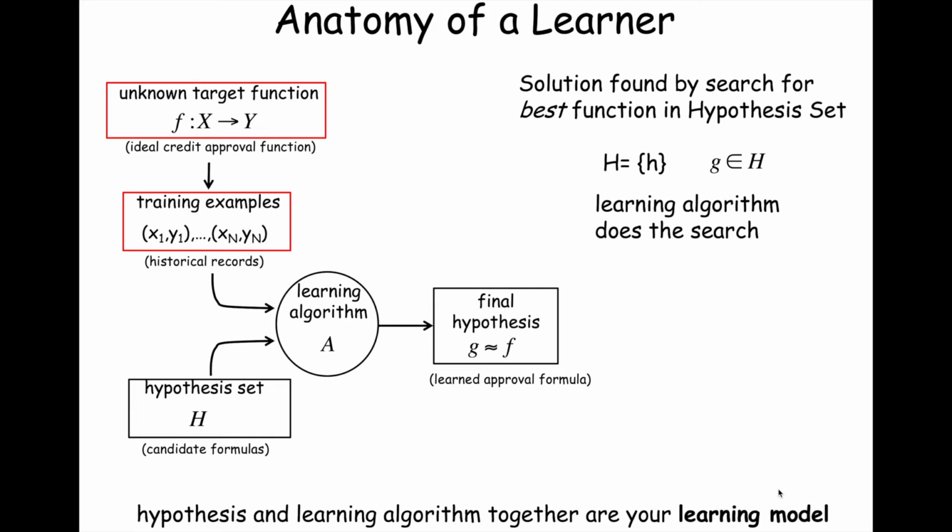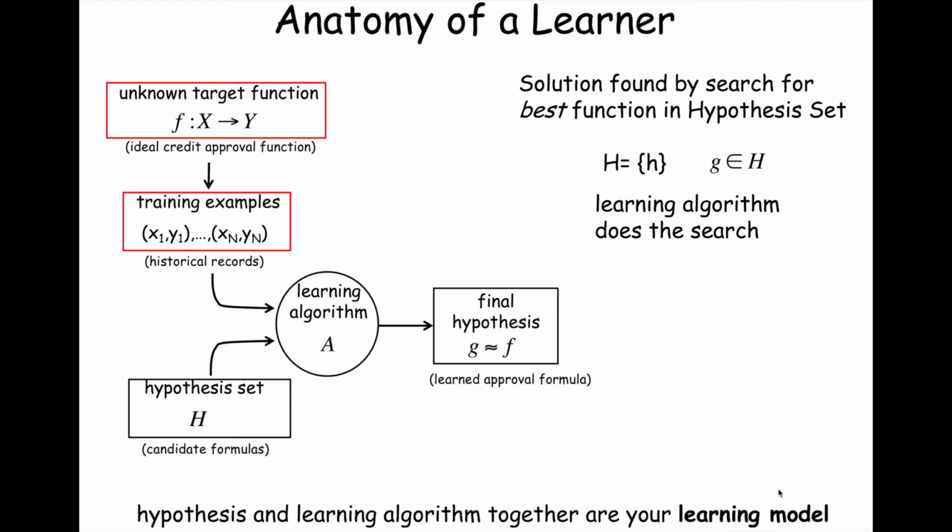You don't have control over the training examples, the historical data. You don't have control over the target function. You don't know what it is. It's out there, floating out there. But you do have control over your choice of learning algorithm and hypothesis set. And if you do it right, you get a very good final best hypothesis.